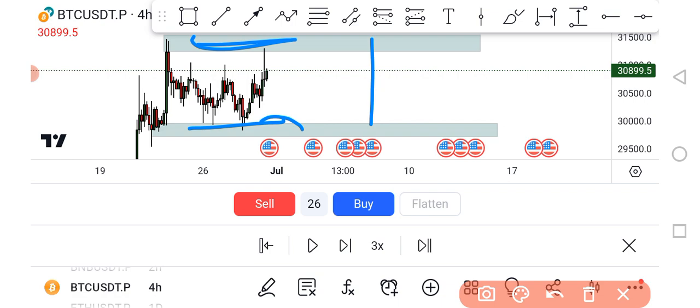All right, so let us just give it a try now. Since I've identified my support, I'm expecting that the market comes down here. I'm going to place a buy order, because I'm expecting that from here the market is going to go up, and then when the market gets to this particular region, I'm going to place a sell order, expecting that the market is going to come down.